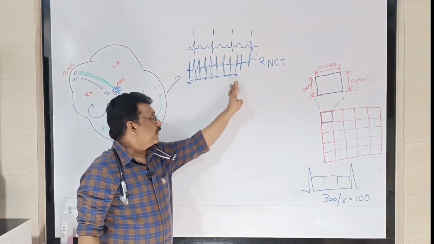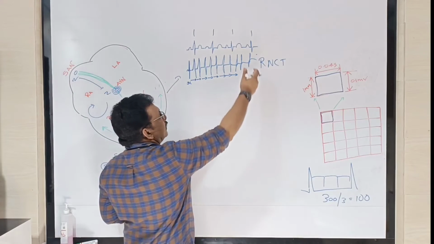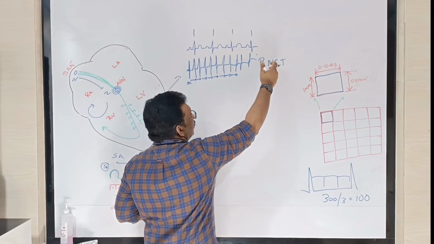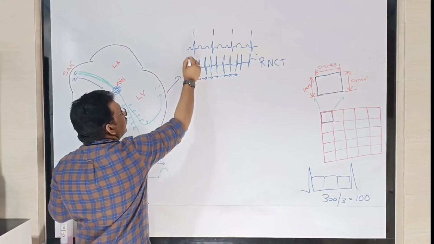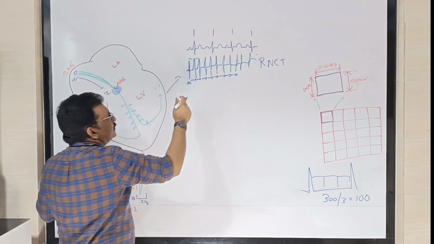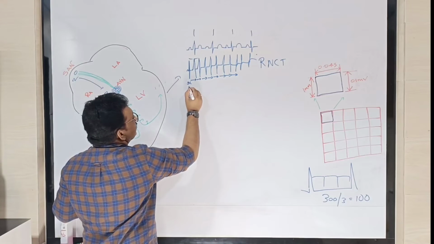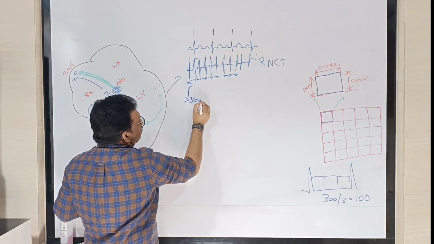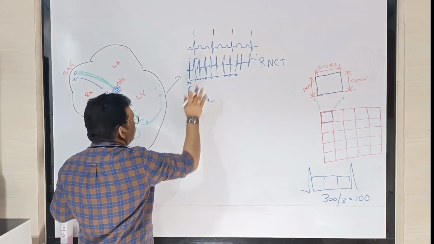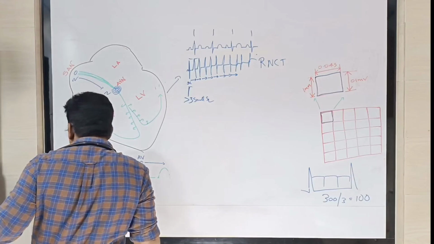So this is supraventricular tachycardia, or you can call it regular narrow complex tachycardia. Why are we telling it is regular? Because the RR interval is equal. Why are we telling it is narrow complex? Because the QRS complex is narrow. It is less than 3 small squares. So that is regular narrow complex tachycardia.